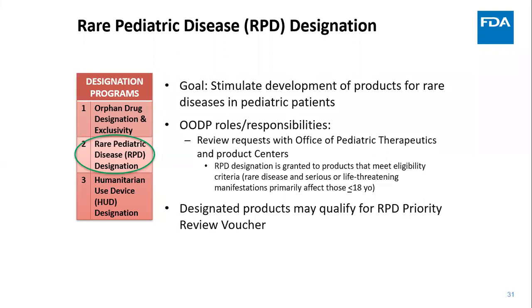Another designation program in my office is the Rare Pediatric Disease Program, which is intended to stimulate the development of products for rare diseases in pediatric patients. In this program, our staff works with the Office of Pediatric Therapeutics, or OPT, to determine if a request meets the criteria. OOPD staff confirm the prevalence, that is, the disease is rare, and OPT staff confirm if it is serious or life-threatening, and the serious or life-threatening manifestations primarily affect children. Products that receive rare pediatric disease designation may qualify for a rare pediatric disease priority review voucher. These vouchers are quite valuable to companies as they are redeemed to get a priority review of a future marketing application for a different product. Some of these vouchers have been sold for large sums of money. Next slide, please.